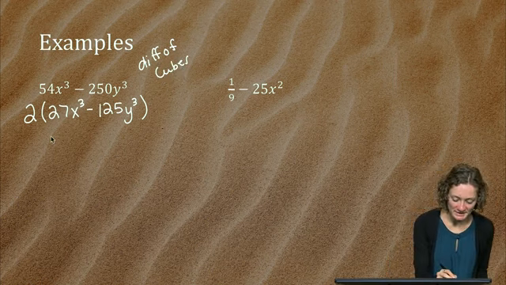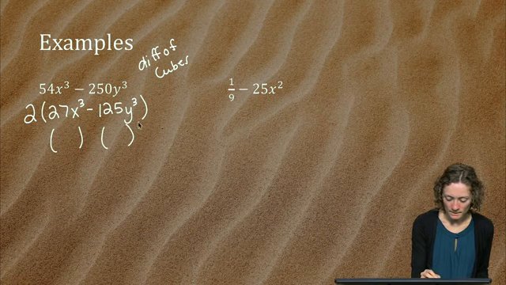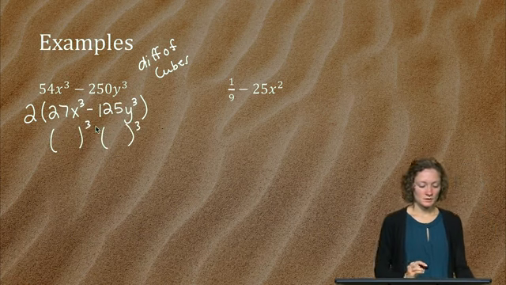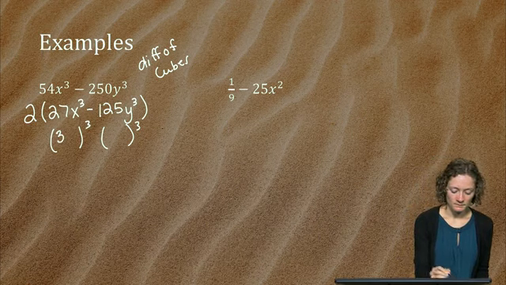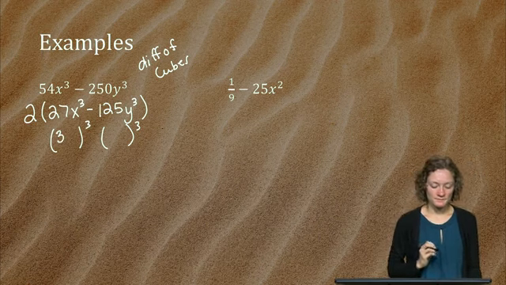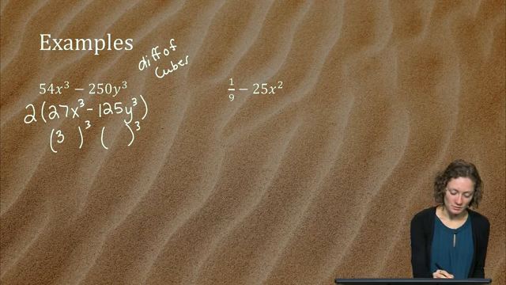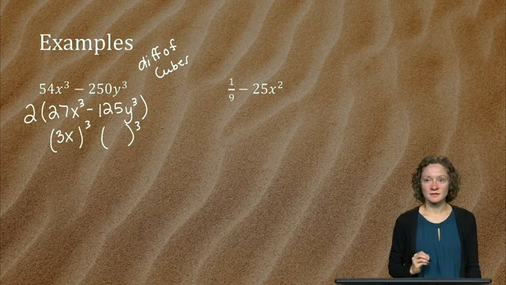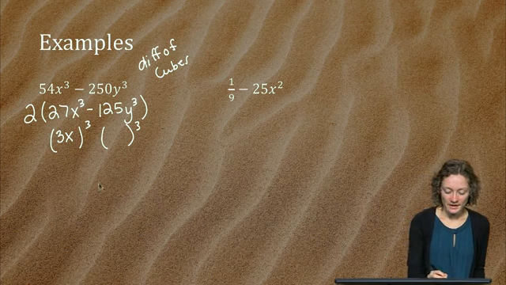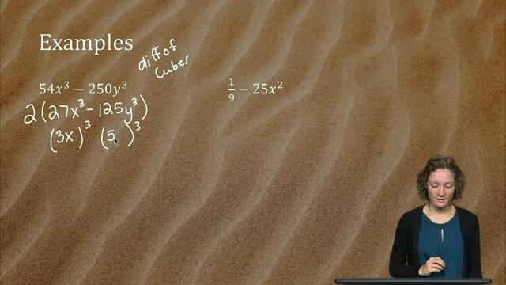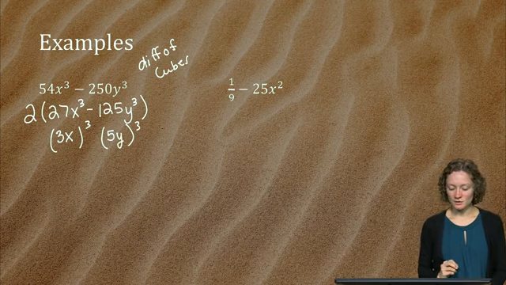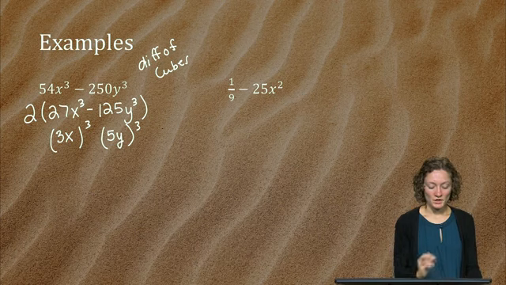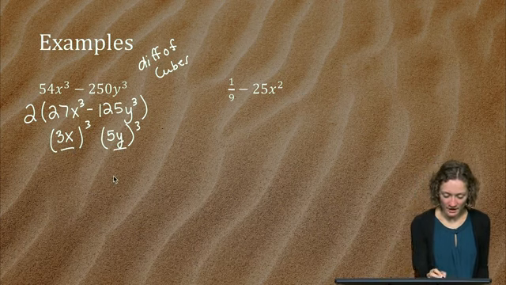All right, so we need the bases. So what cubed gives us 27? The number's 3. What cubed gives us x cubed? X. What cubed gives us 125? May have to play in the calculator to find that one. It's 5. And then what gives us y cubed? That would be y. So here are our bases, 3x and 5y.